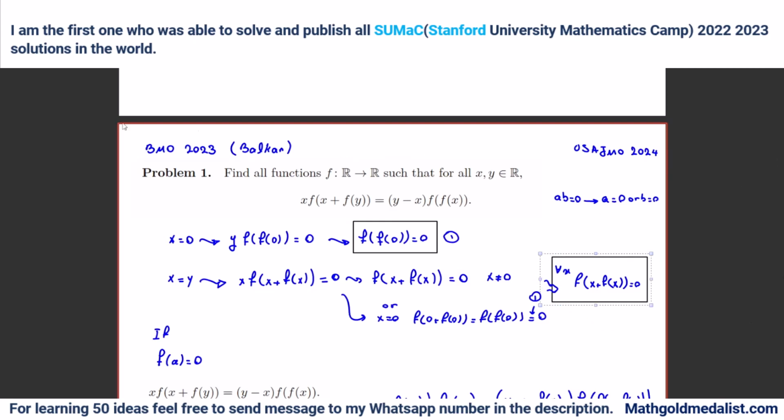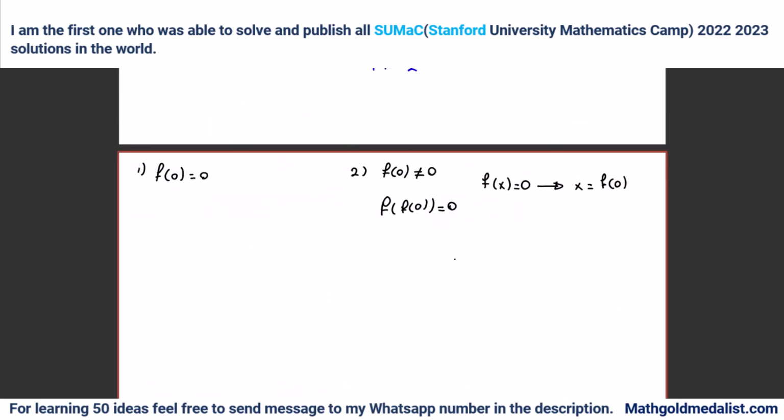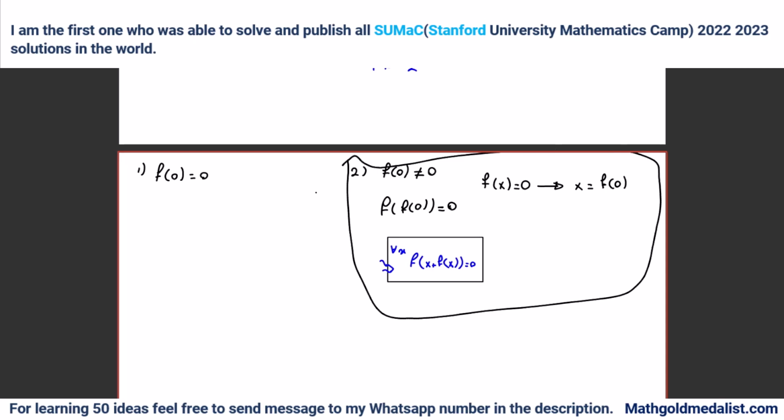So f of 0 is 0, and we've also reached this one, right? Let's call it the second result. If we use the second result for this one, we prove that for all x's, f of x plus f of x is 0, agreed? In this case, try to see what we can conclude. I conclude f of 0 plus f of x equal to 0.